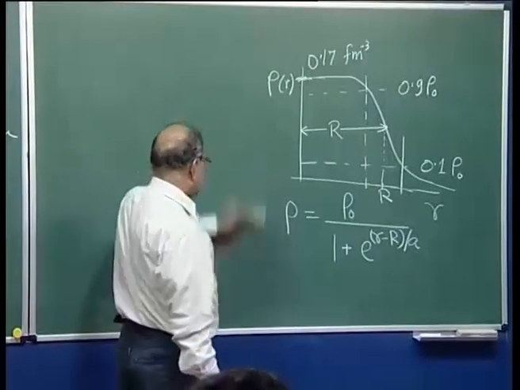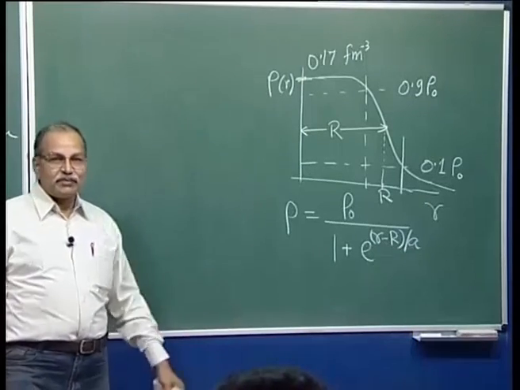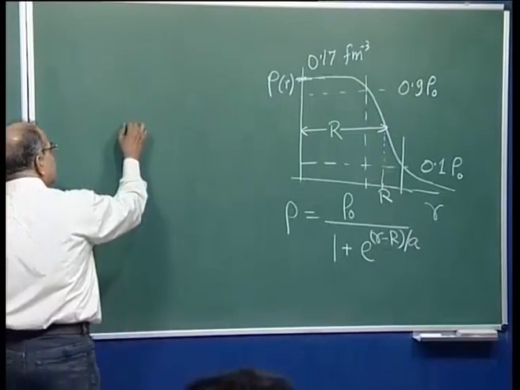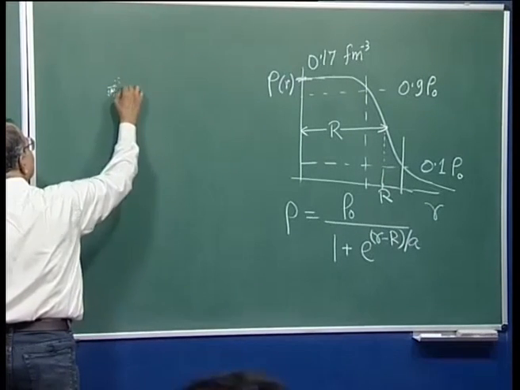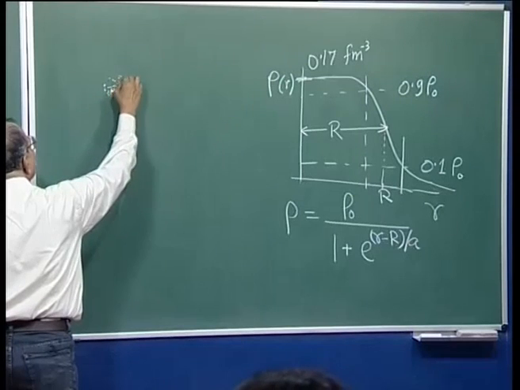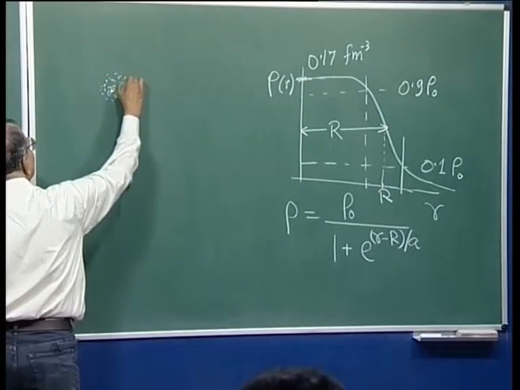So, what is the geometrical picture that is coming to mind? The picture is of the nucleus, suppose this is the center. You have protons and neutrons here, with equal density distribution, almost equal density.